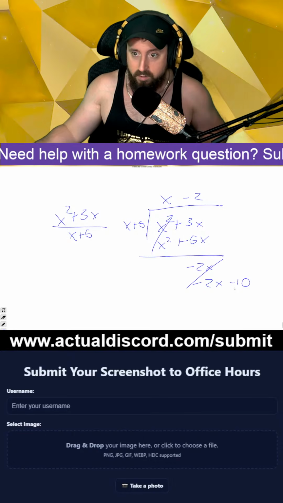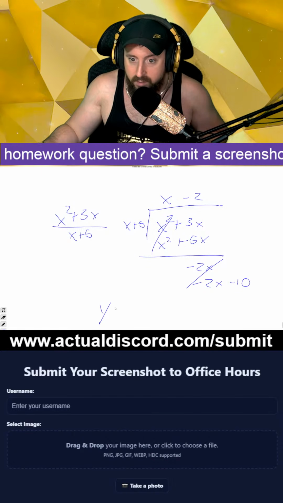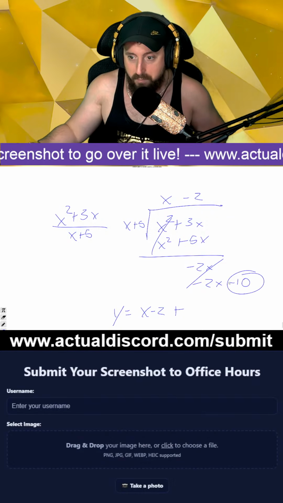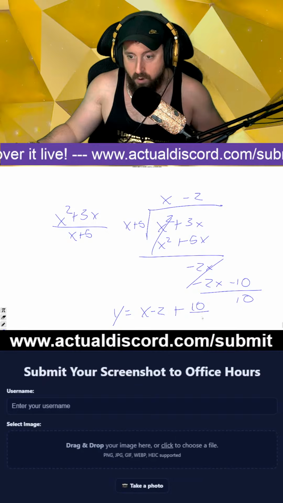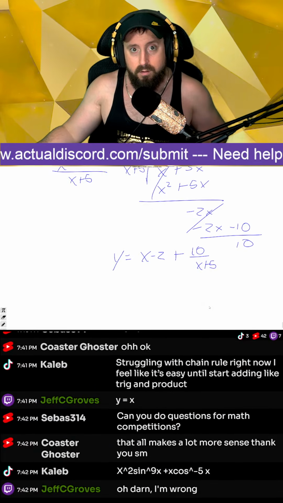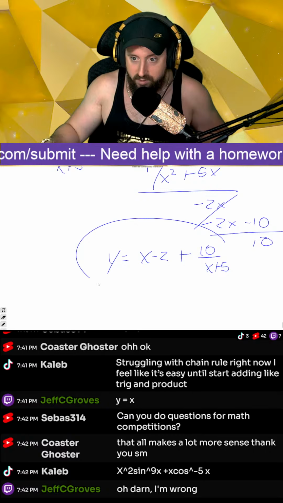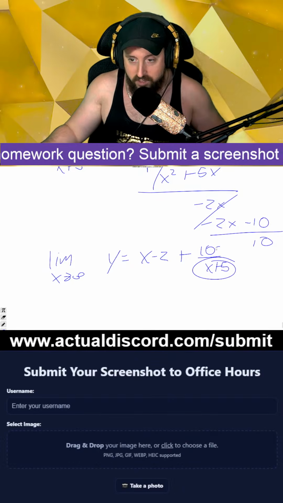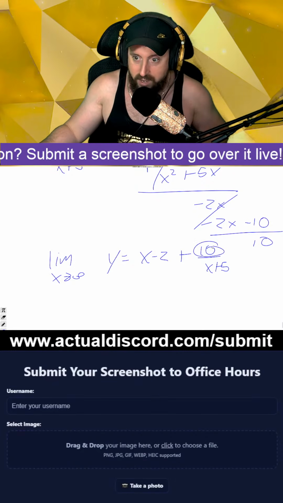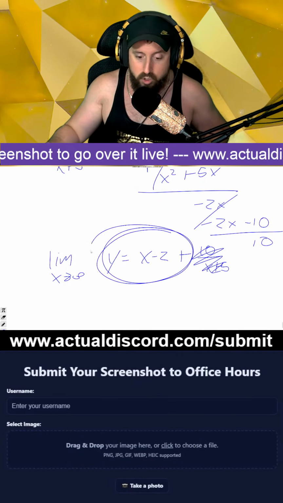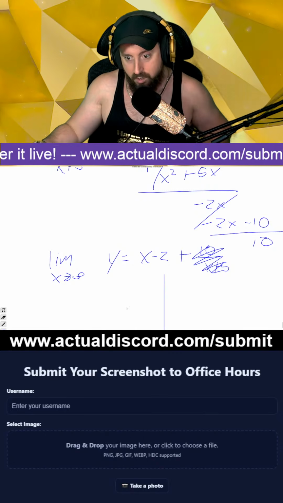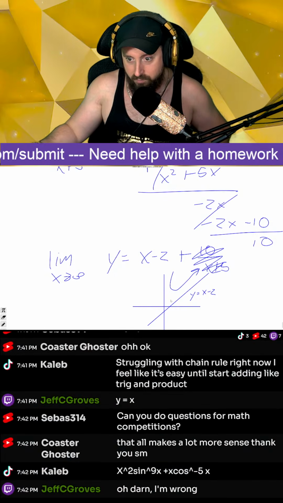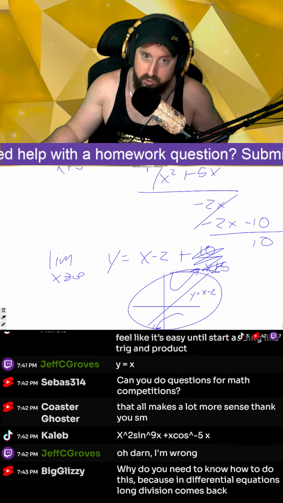This is gone. So then your answer is y equal to x minus 2 plus the remainder, which is 10 over x plus 5. Right? This is the slant asymptote. And here's the cool thing. The limit as x approaches infinity, this eventually goes away, because now you're doing 10 over a really big number. So your function eventually approaches a line, which is y equals x minus 2. It might look something like this, for instance. That's kind of how it approaches it.